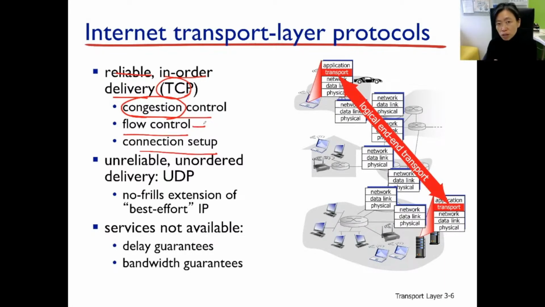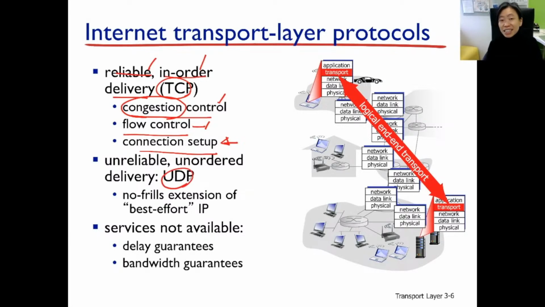Flow control is such that we do not overwhelm the receiver side buffer. Connection setup is, as you may have heard, TCP is a connection-oriented service as well. In order to provide these functionalities, reliable transfer, in-order delivery, congestion control, and flow control, the sender and the receiver side of a TCP connection need to communicate a little bit more before setting up a connection. So that takes some time. So there's a connection setup process as well.